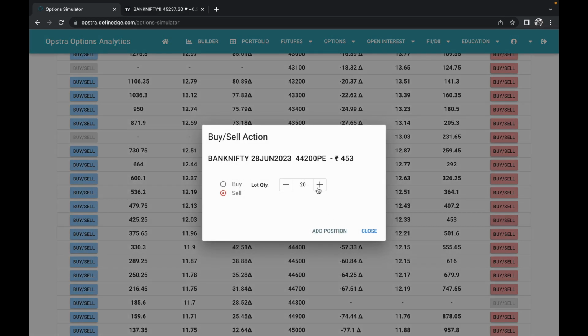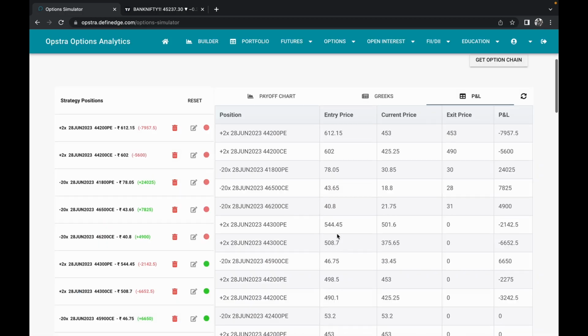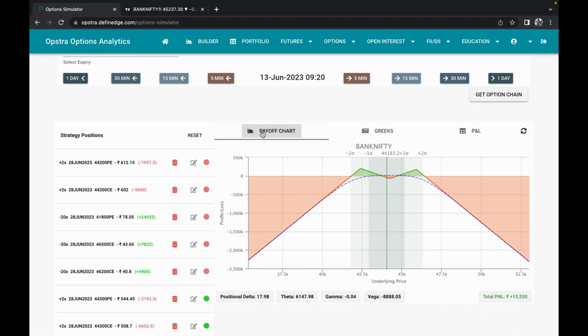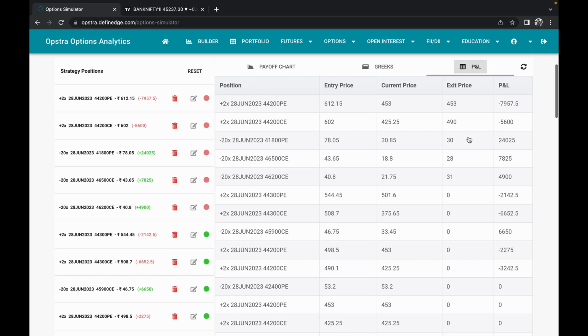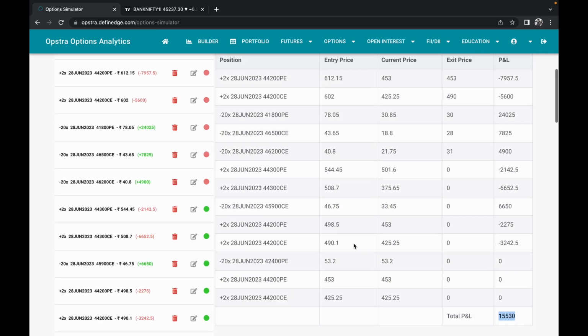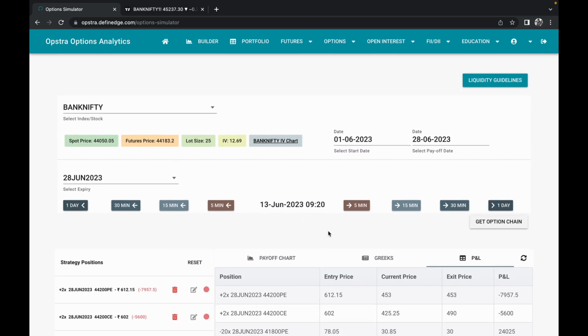Again going to buy. Now after the adjustment, our payoff chart will look like this. And I'm currently making 15,000 rupees profit. So let's move on to our next day.